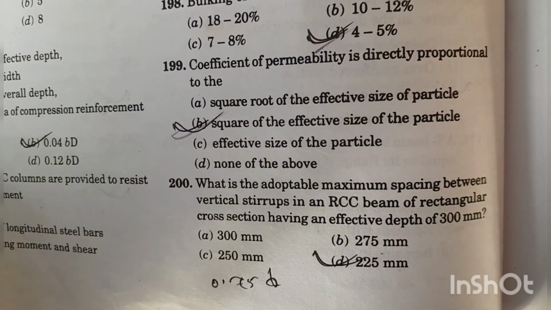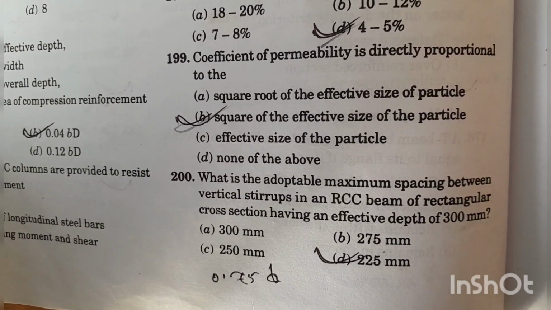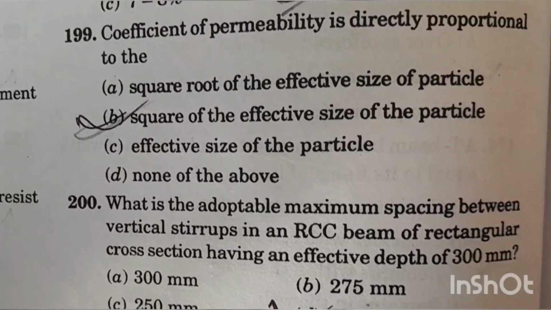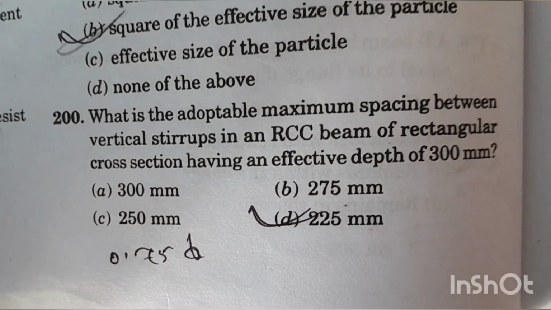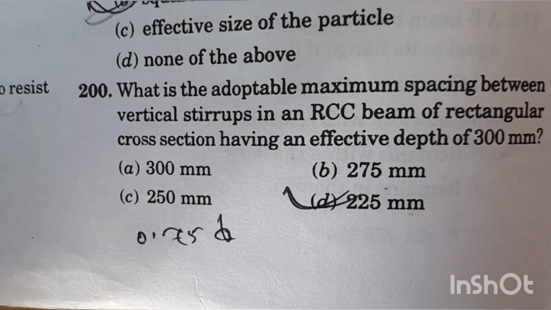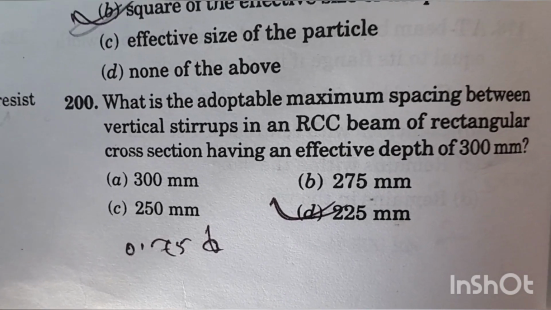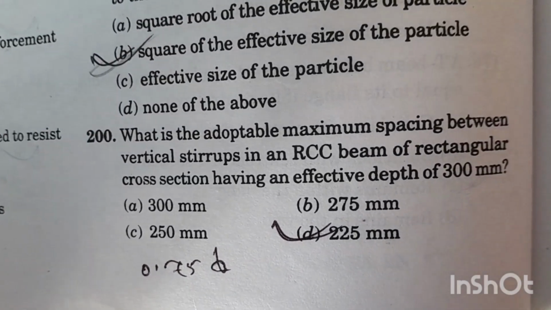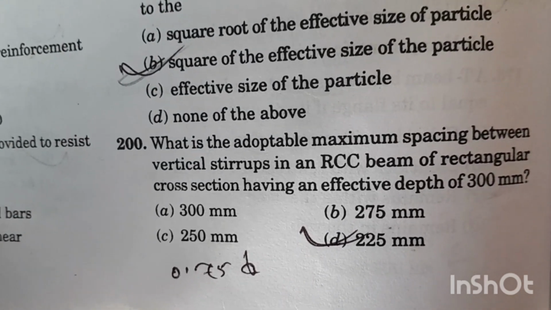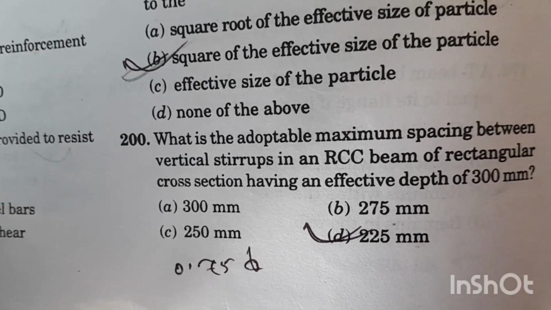Question number 199. The coefficient of permeability is directly proportional to the square of the effective size of the particle. Option B is the right answer. Question number 200. What is the adoptable maximum spacing between the vertical stirrups in an RCC beam of rectangular cross section having an effective depth of 300 mm, that is 0.75 d? So 300 into 0.75 is equal to 225 mm. Option D is the right answer.